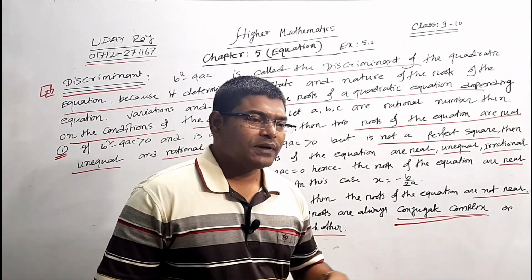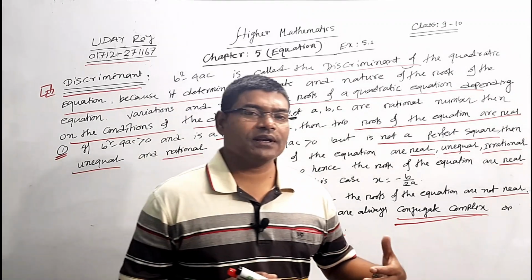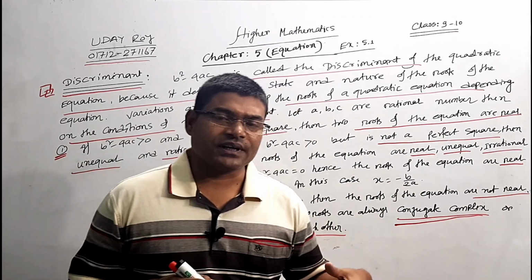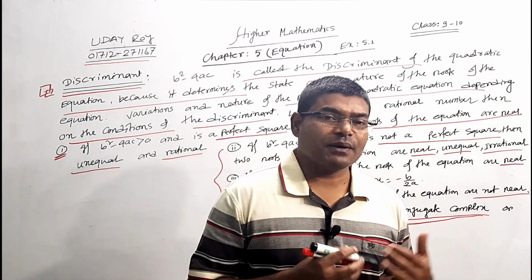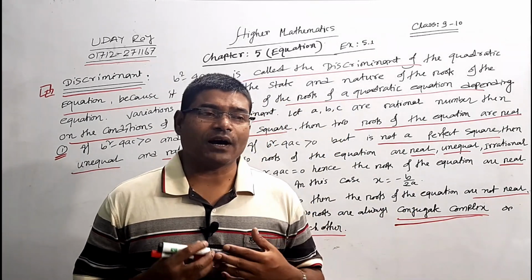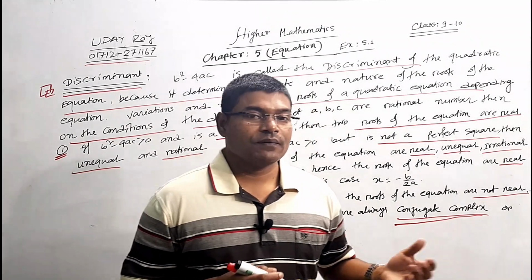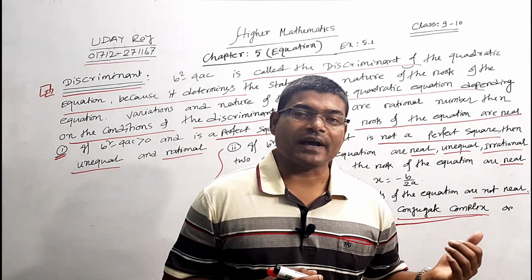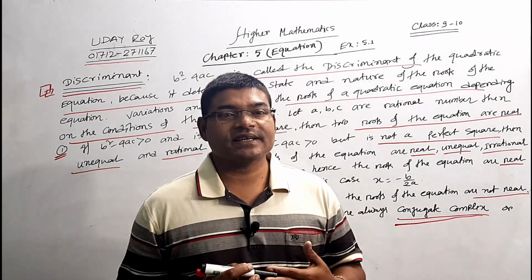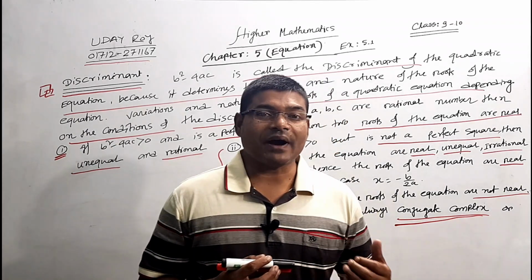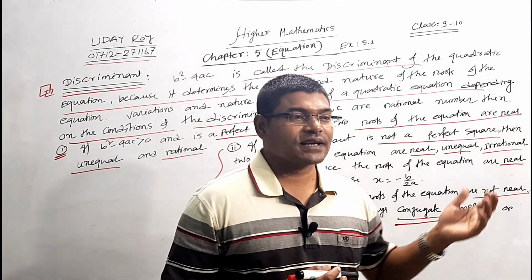So the discriminant depends on the coefficients. When we solve the maths, we can easily find out the discriminant, then we can say the nature of the roots. Now we will have to prove that if ax square plus bx plus c equal to 0, then we can easily find out the values of x. Let's come back to the board.